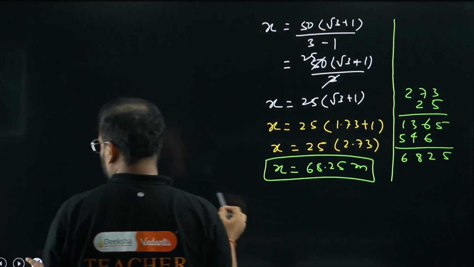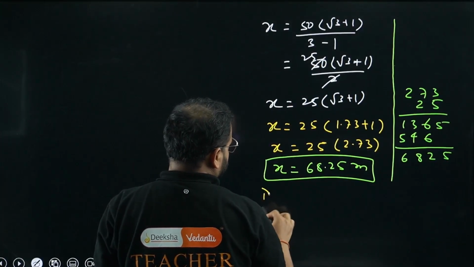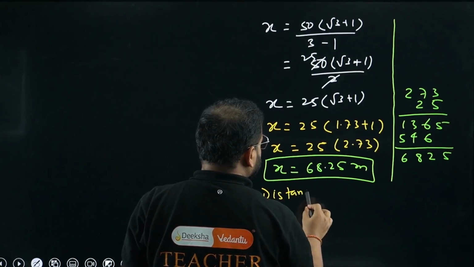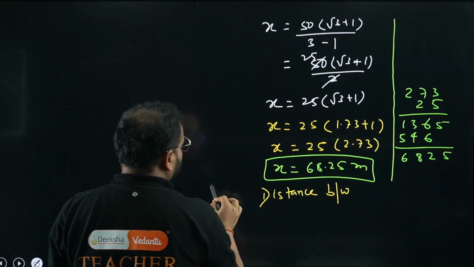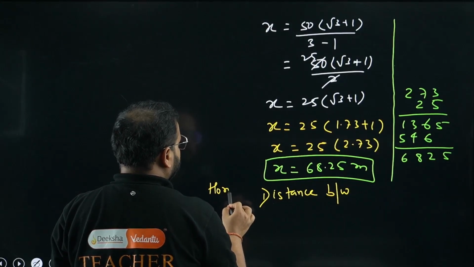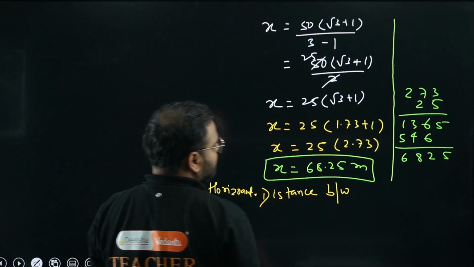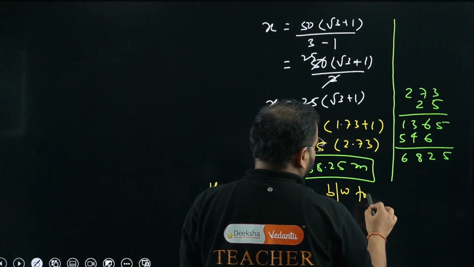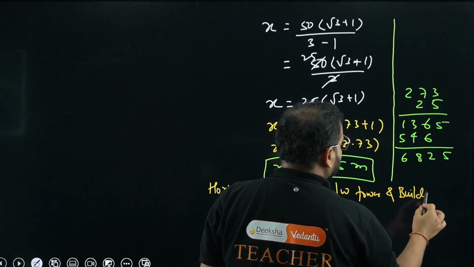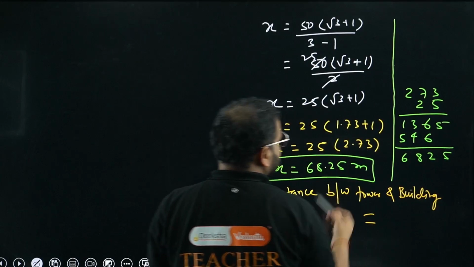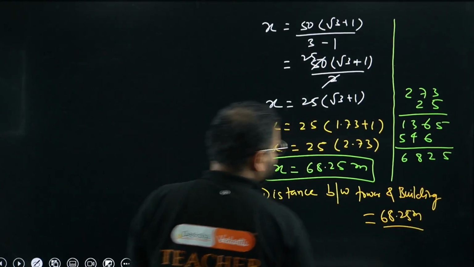So this is what, sir? First of all, what is this value? This is my distance between what distance, sir? Horizontal distance. Okay, horizontal distance between what, bacha? Between tower and the building. Tower and building, please check, is how much, sir? It's coming as 68.25 meters. This is one of the answers.